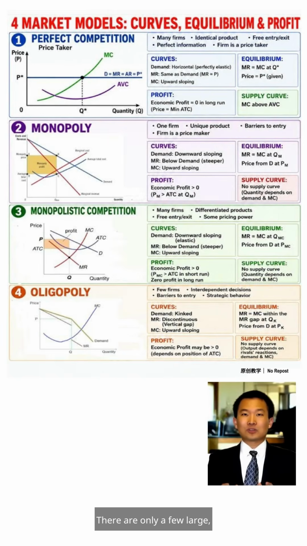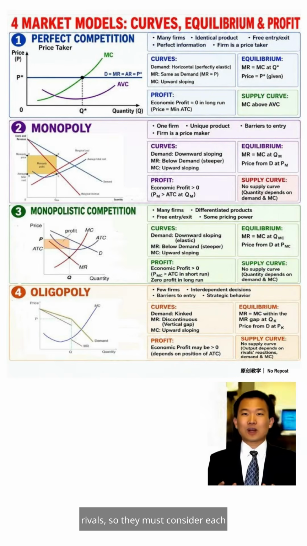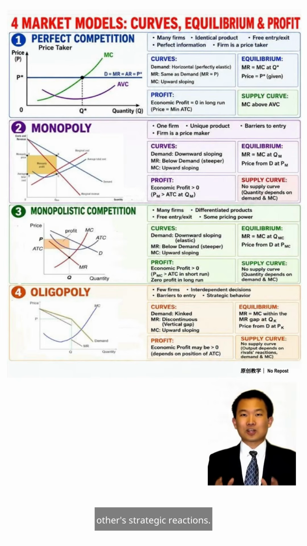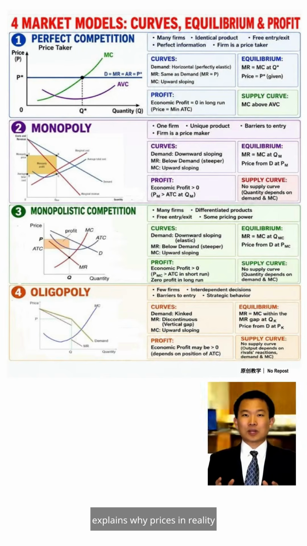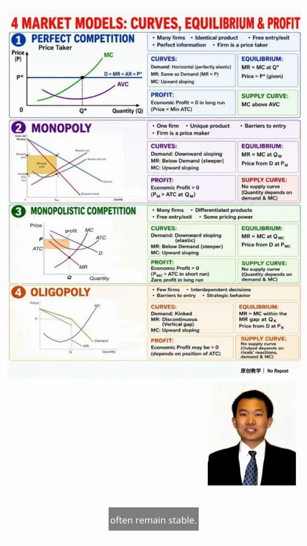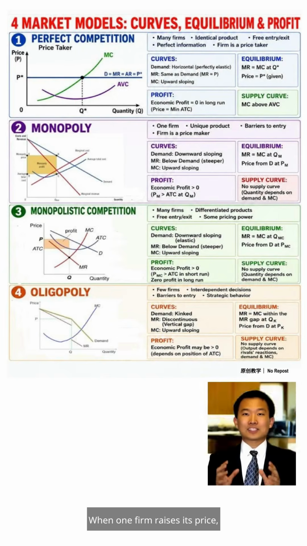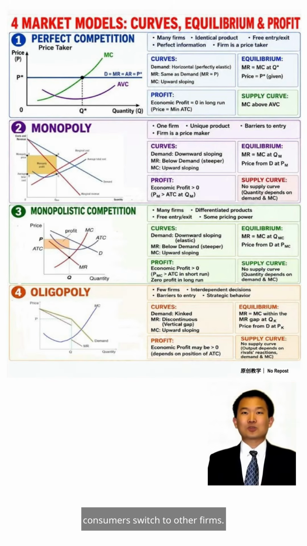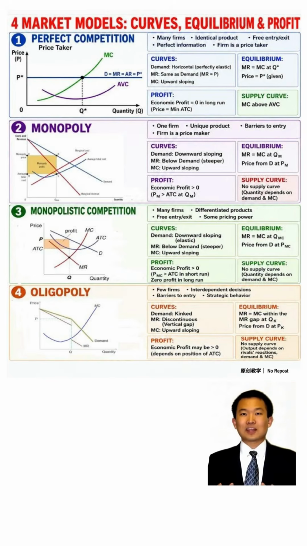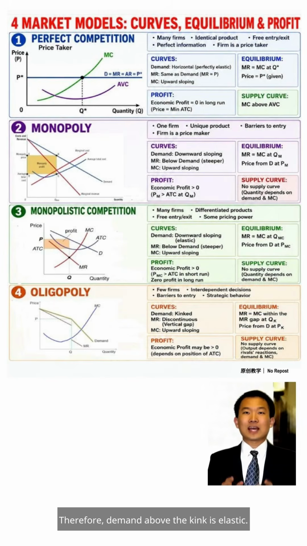There are only a few large, non-collusive firms. Each firm's decisions affect its rivals, so they must consider each other's strategic reactions. The classic kinked demand model explains why prices in reality often remain stable. When one firm raises its price, rivals usually don't follow and consumers switch to other firms. Therefore, demand above the kink is elastic.